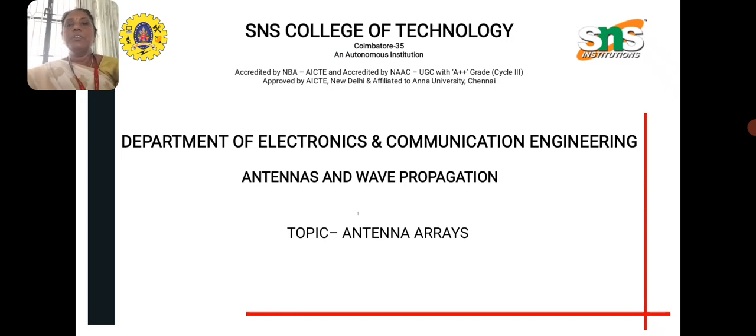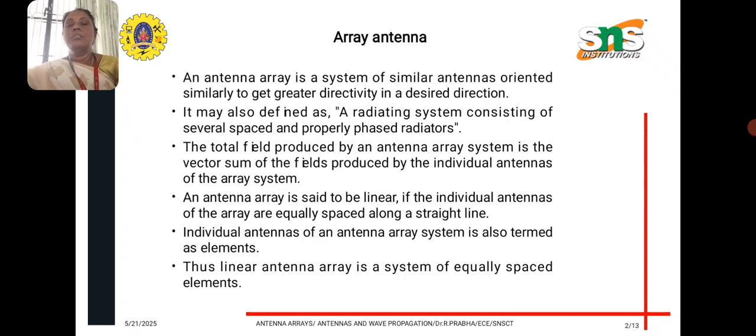In this video, we will discuss the topic on antenna arrays for the course Antennas and Wave Propagation. The video consists of two sections. In the first section, we will discuss the various types of array antennas and array antenna introduction. And in the second part, we will see how to calculate the total field of a two element array.